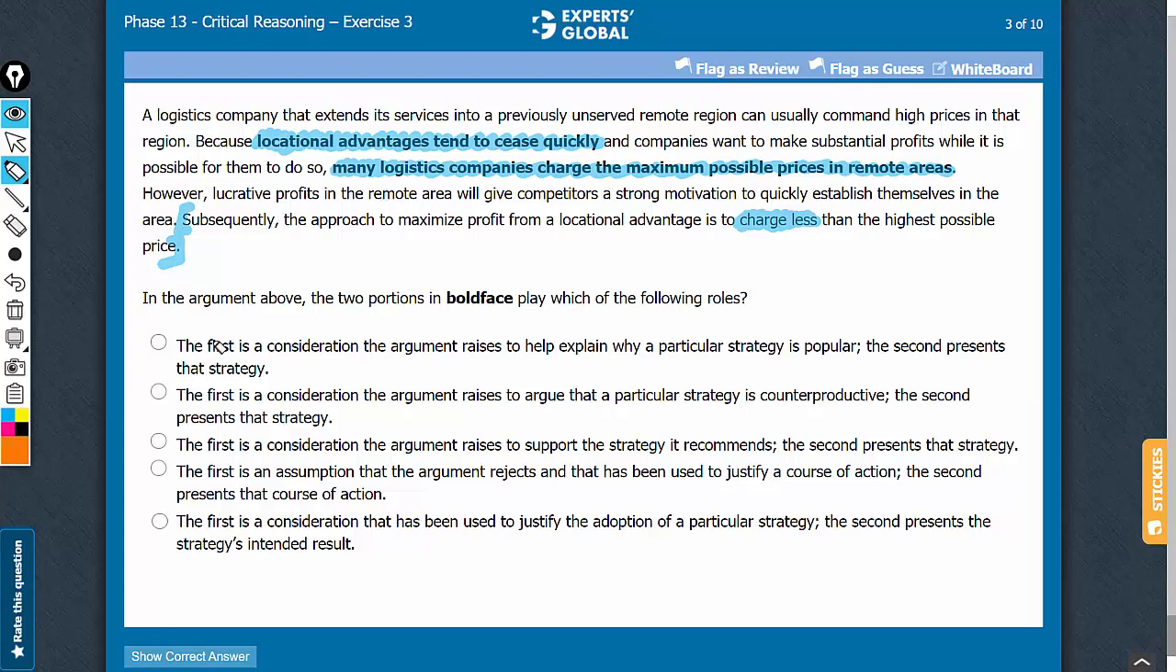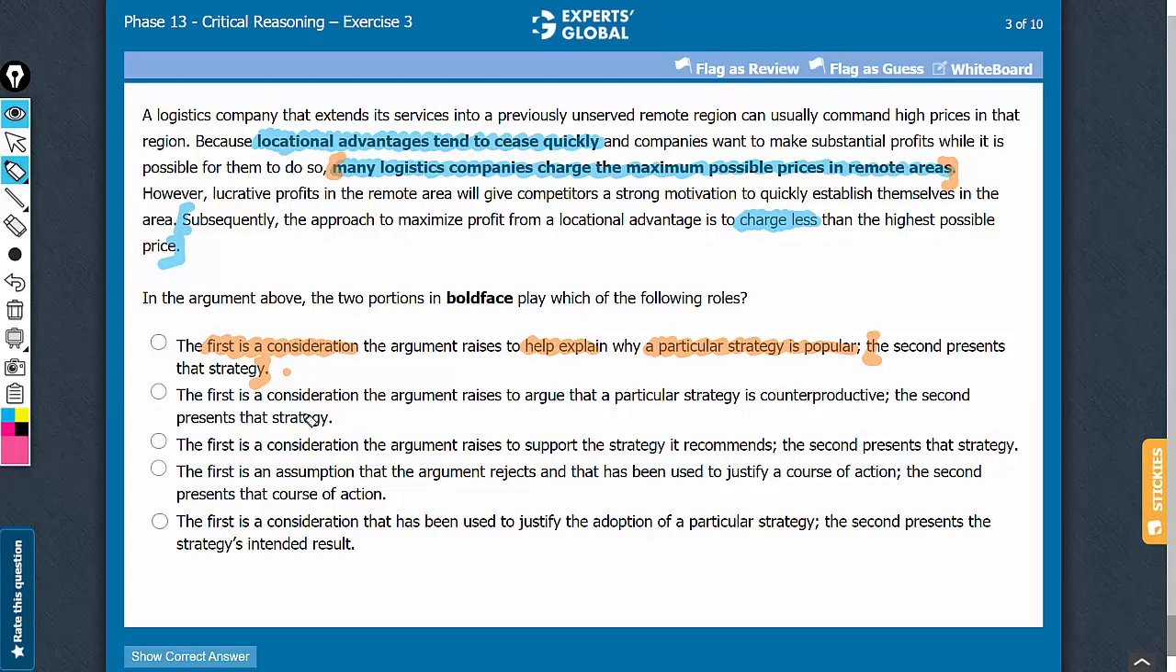Yes, the first can be called a consideration, and yes, it helps explain why a particular strategy is popular. The strategy in the second boldface here, and this is what the second part says, that the second presents that strategy. Answer choice A is all right. Let's look at choice B.